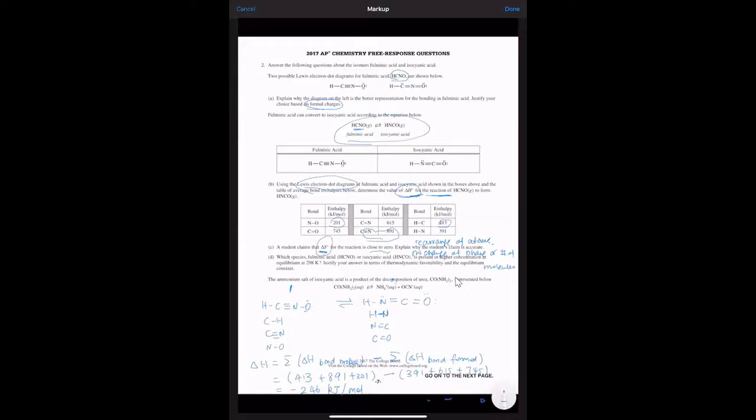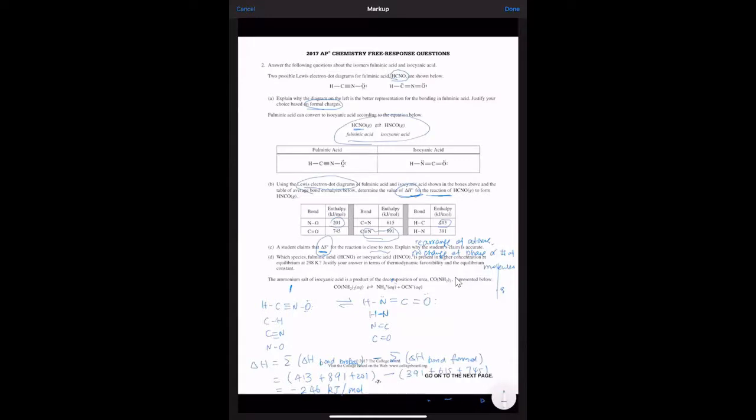Typically when delta S changes, it's due to, for example, a change of phase. If you change from solid to gas, or from liquid to gas, delta S will increase. Or if you have an increased number of molecules, delta S will also change. So this is part C.